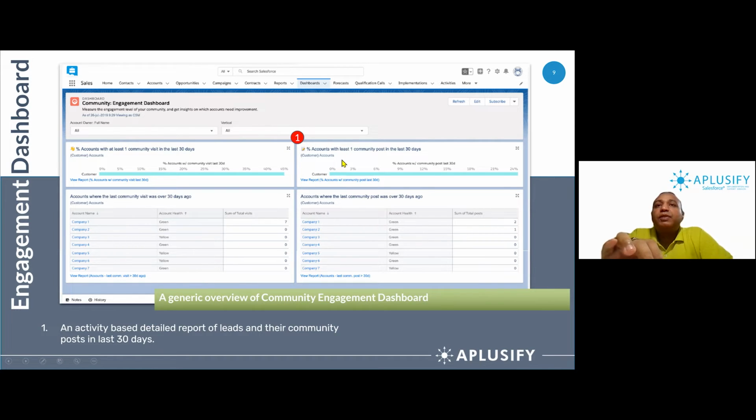Similarly, here we have the percent of accounts with at least one community post in the last 30 days, and that is 24%, right? So what you need to do is get a report, find out that remaining 76%, and work on that. So these kinds of dashboards and reports will tell you how engaged your accounts or members are.